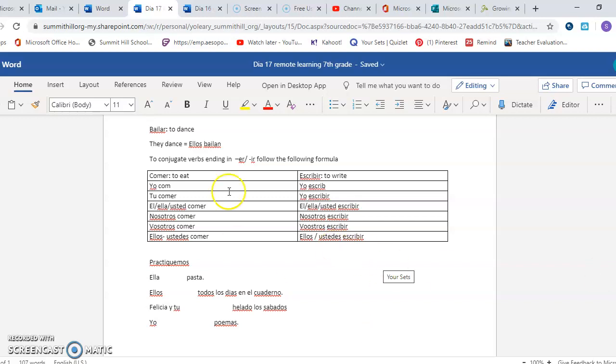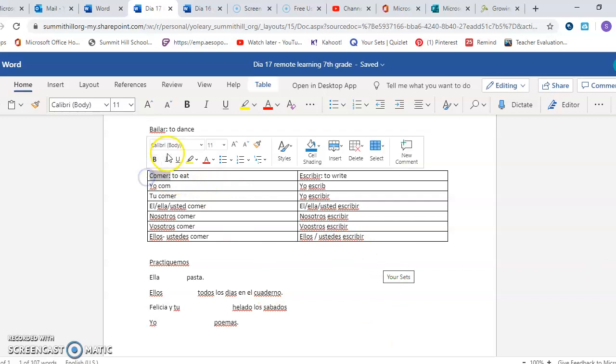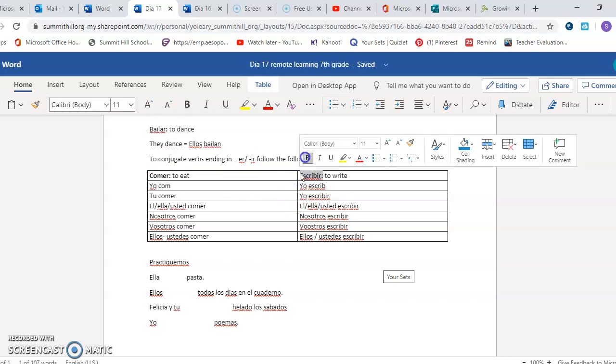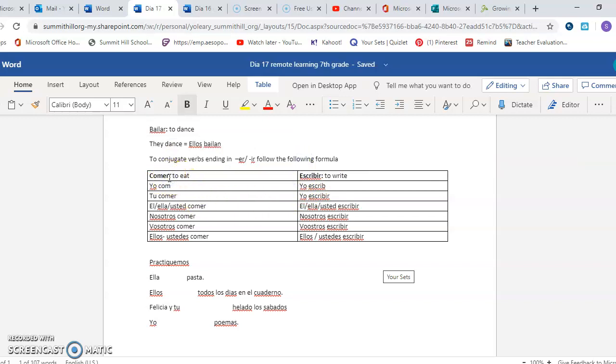So I'm giving you two verbs. The verbs are comer, which is to eat, right? And the next verb is escribir, which is to write. Notice that comer is an infinitive. It's a verb that ends in an ER ending, and escribir is an infinitive because it ends in an IR ending, to write. So we need to learn these conjugations and the rules.